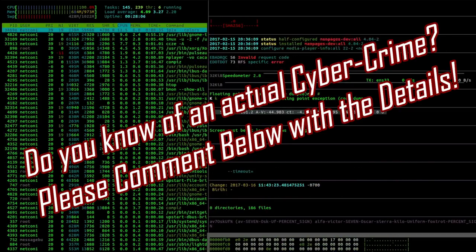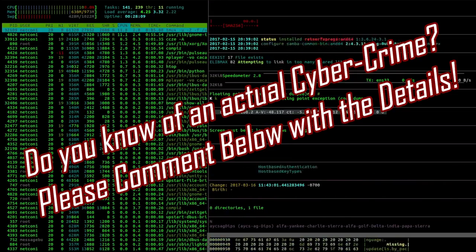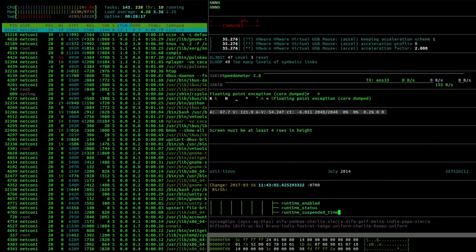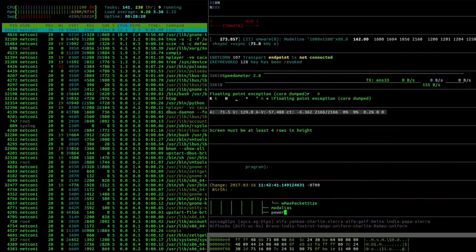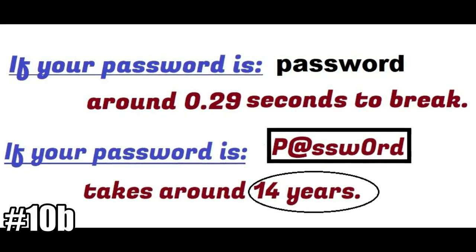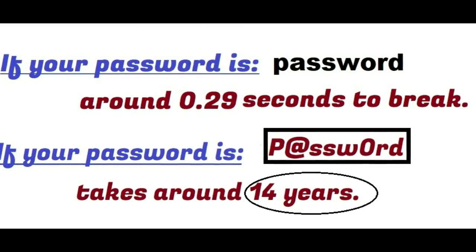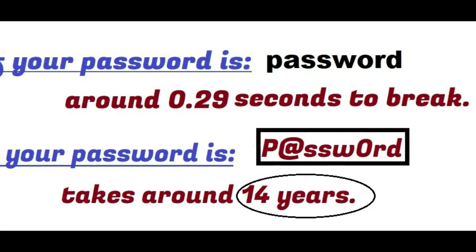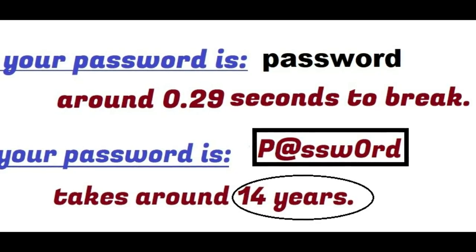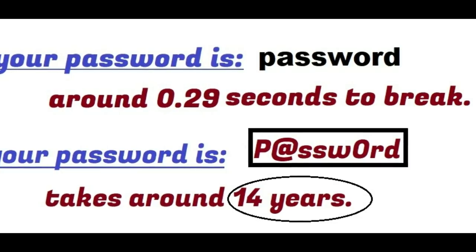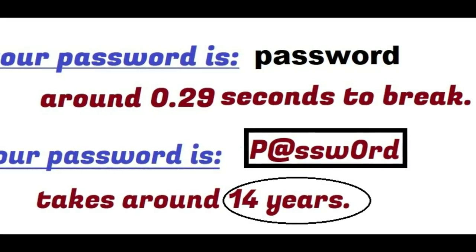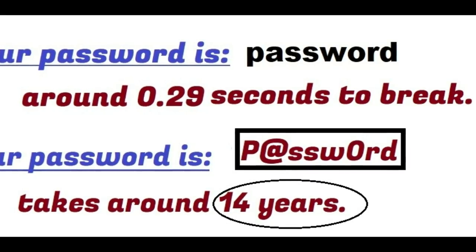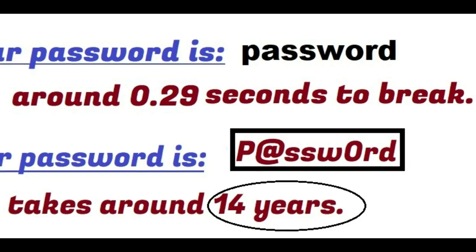Now, after careful consideration and a good amount of study, here are the top things that you need to do to avoid hacking and cybercrime in general. First, and probably most important, is your password. If your password is "password," it would take about 0.29 seconds to hack your password. If you change your password to "password" using an at symbol and a capital O, it would take 14 years to hack your password.